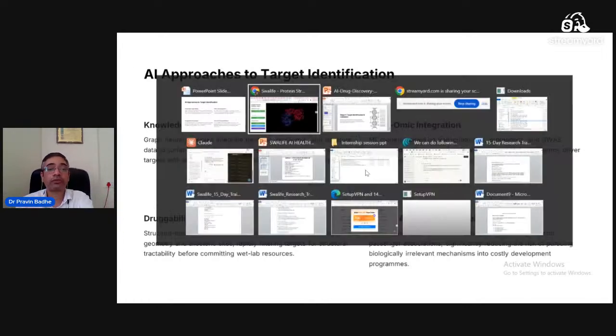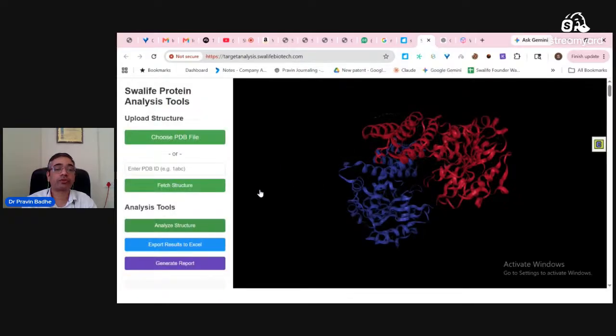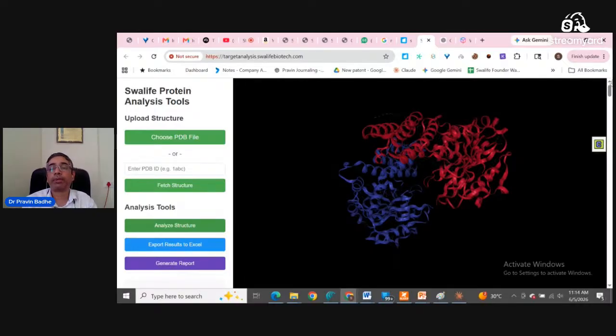I actually want to... Okay, yes. So it is done now. Once it is done, it will show you here: export result to Excel, generate report. But it's still working because it changed the protein.